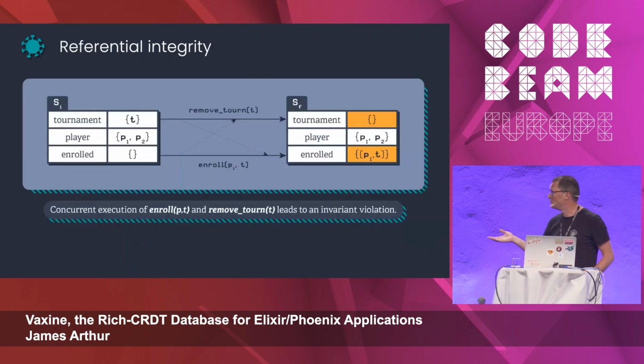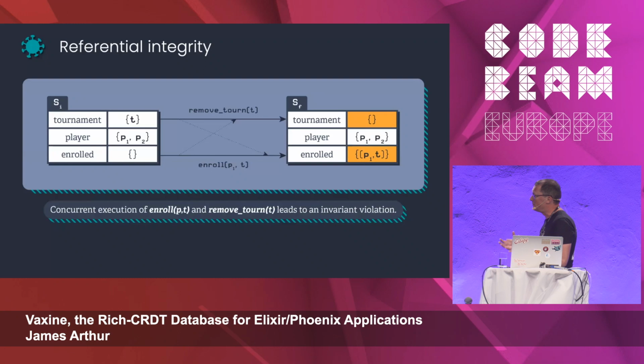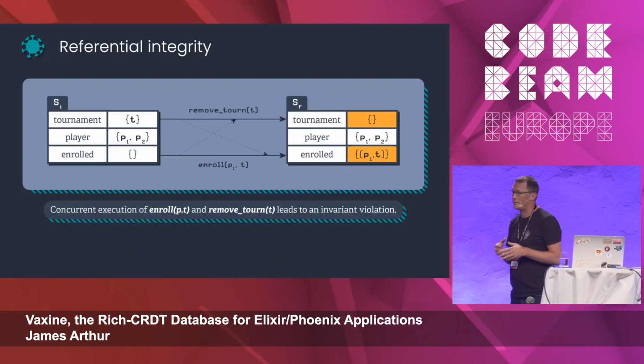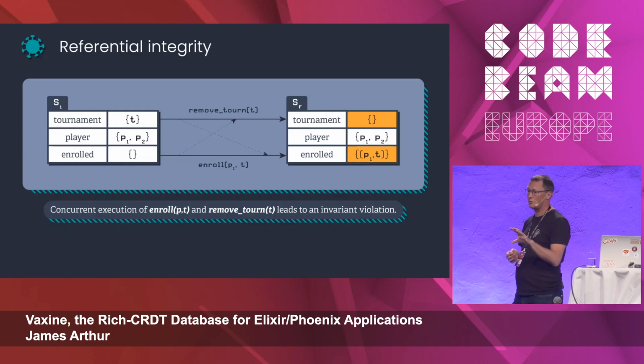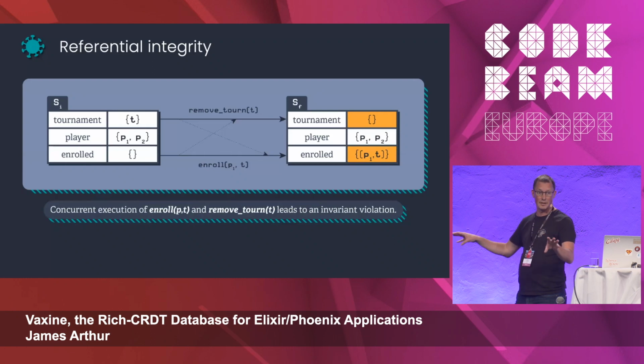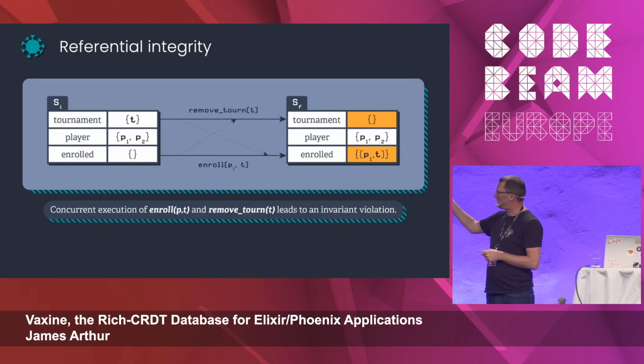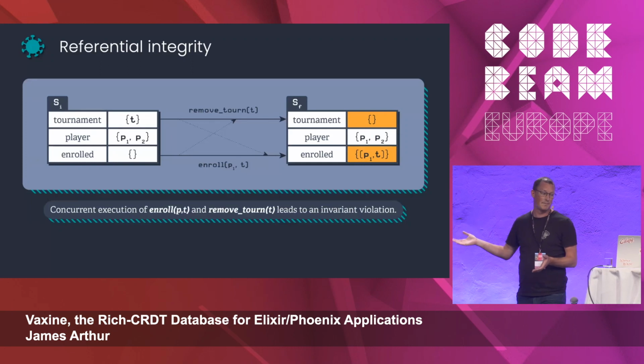I'll give you another example, a classic example from the literature. This is a data model where you have a set of tournaments, and then you have players who can enroll in the tournaments. And so you can imagine in America, you have one concurrent transaction which removes the tournament, whilst in Japan, a player enrolls in the same tournament. Both of those transactions are individually valid at the clusters where they're applied, but when they're replicated asynchronously and merged in, you end up with a referential integrity violation because the player has enrolled in a tournament that doesn't exist.